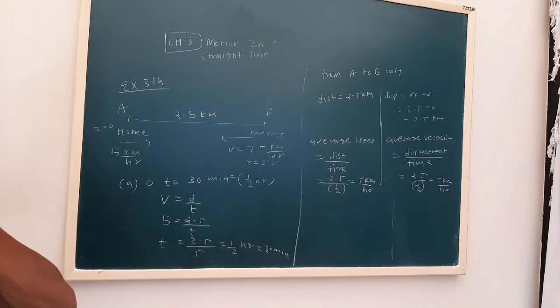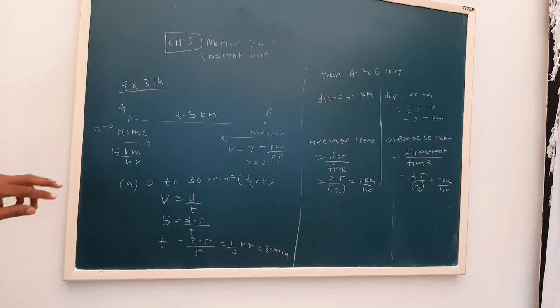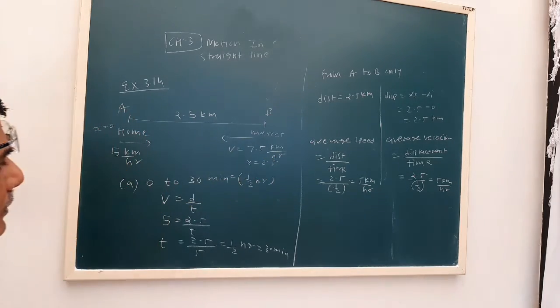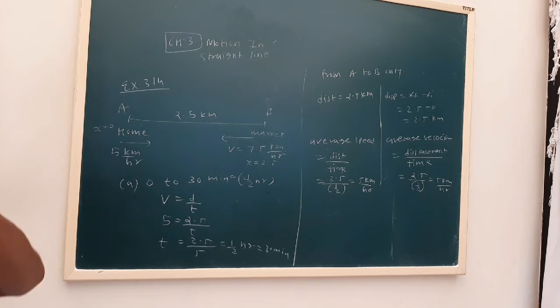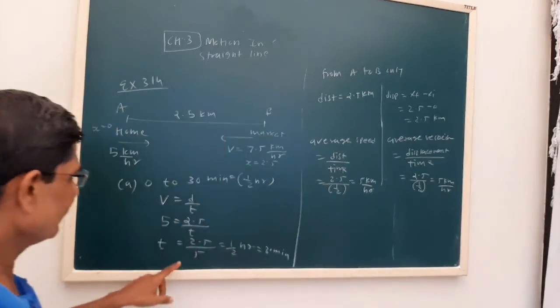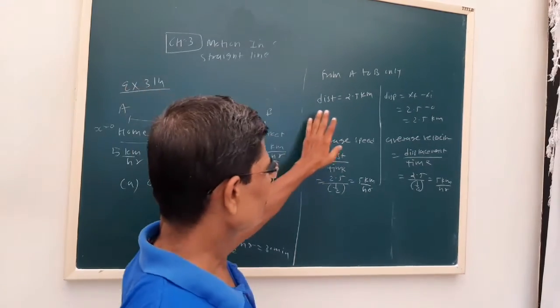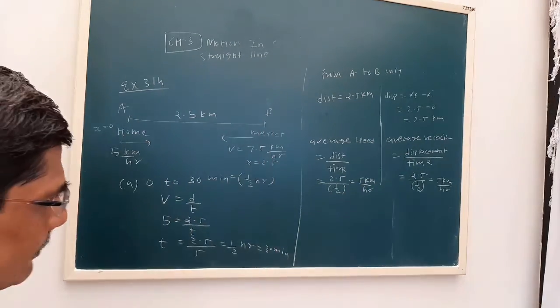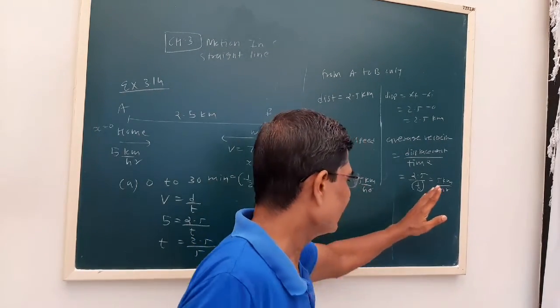See again, the distance between A and B, home and market, is 2.5 km. Going from home to market the speed is 5 km per hour, and from market to home 7.5 km per hour. We have to calculate average speed and velocity in 3 parts. First is 0 to 30 minutes. First find out the time. In 30 minutes, it will be from here to here only. So in the first case, distance and displacement are equal, and from that we have obtained average speed and average velocity.